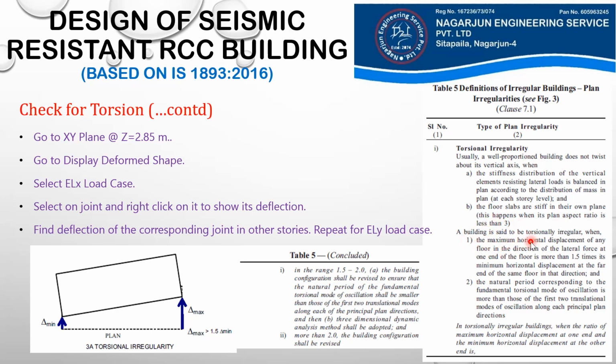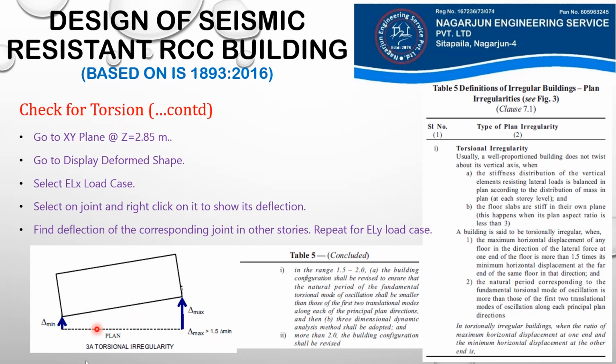So a building is said to be torsionally irregular when, this is important now, the maximum horizontal displacement of any floor in the direction of the lateral force at one end of the floor is more than 1.5 times its minimum horizontal displacement at the far end of the same floor in that direction. This means, let's look at the diagram on the left hand side.